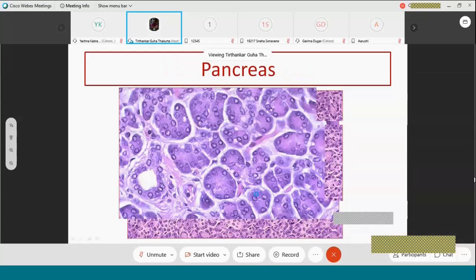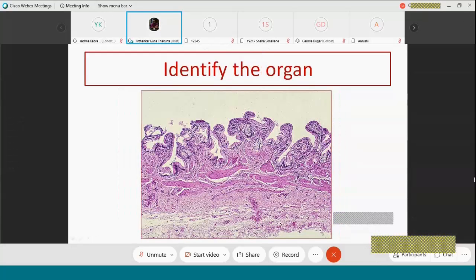What is this organ? Very good. This is the gallbladder. We can see irregular undulating mucosa lined by columnar epithelium, below which directly starts the smooth muscle layer. There is no submucous layer or lamina propria or muscularis mucosae. And so this is the gallbladder.